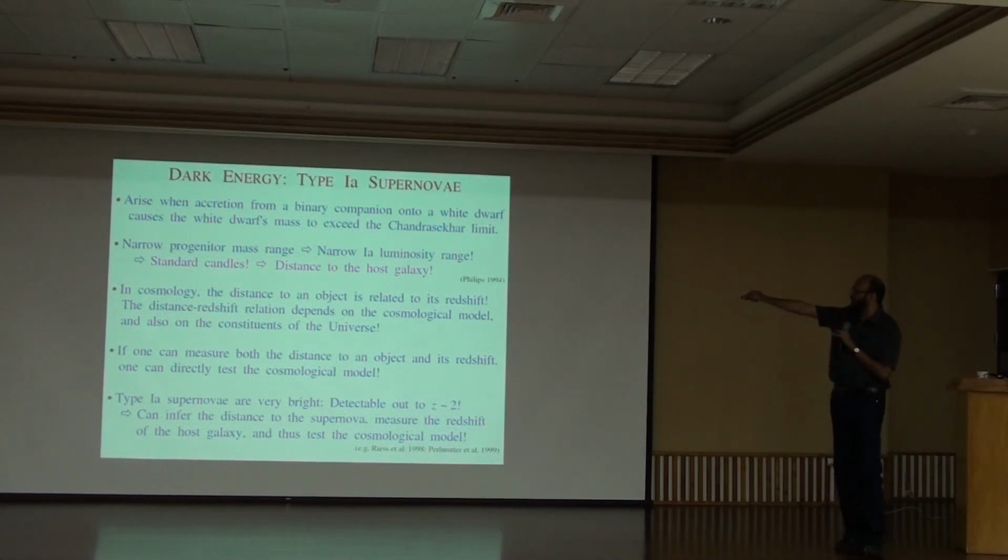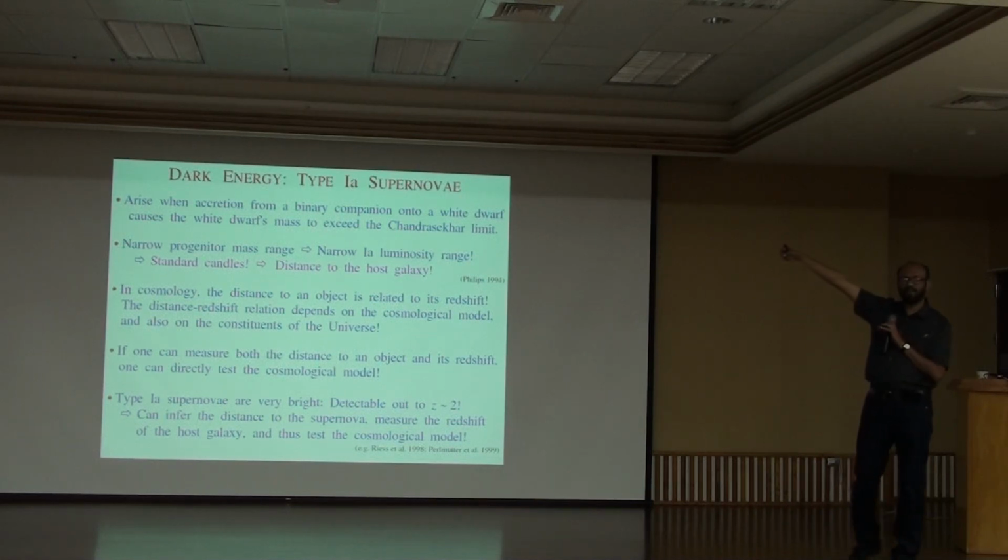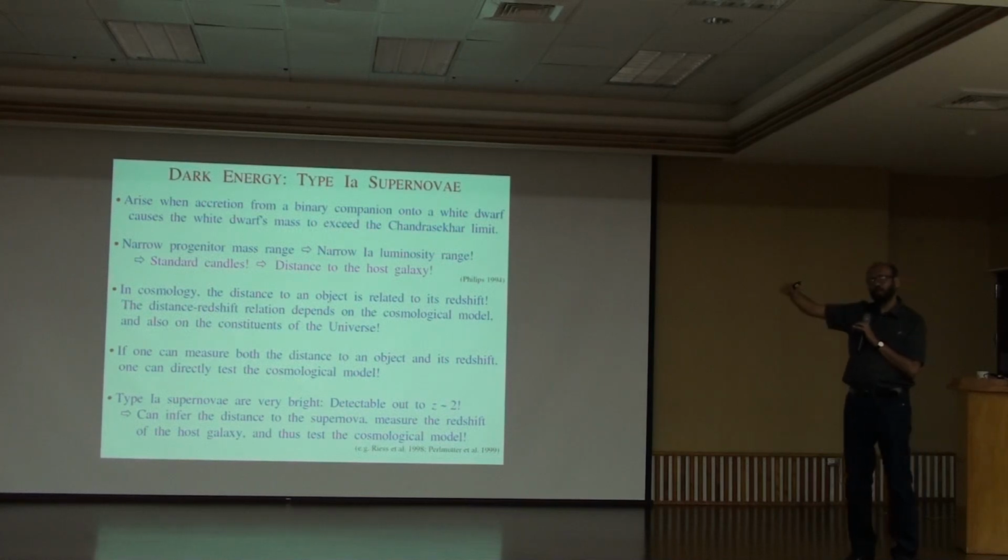And that means that you can get the distance to the galaxy. So if a type 1a supernova happens in a very distant galaxy, because you know the luminosity of the supernova, you can immediately measure the distance to that galaxy. And that's why they're wonderful.